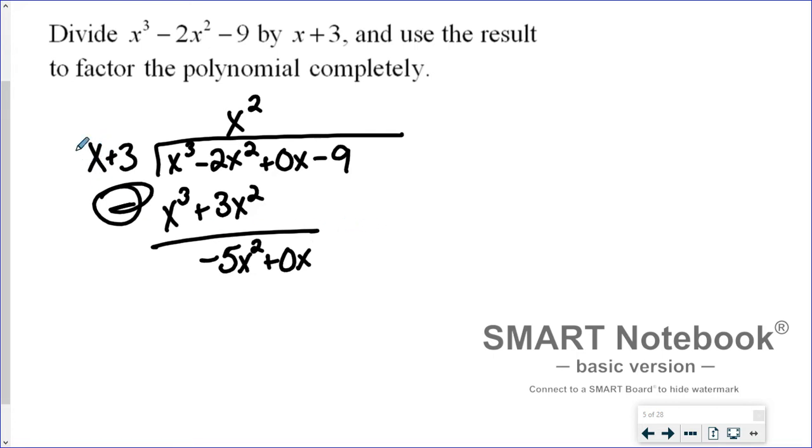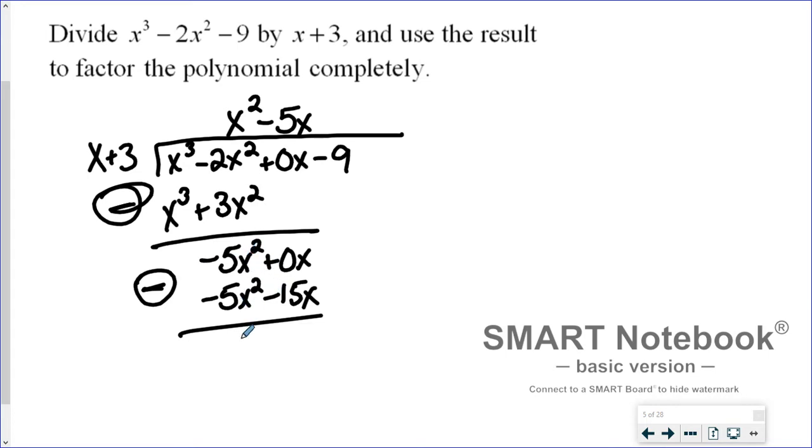I start all over. What do I need to multiply this by to get this? Well, that would be negative 5x. So now when I distribute here, I get negative 5x squared, which is what I want, and minus 15x. Again, remember that I am subtracting, so anything minus itself is gone. 0 minus negative 15 is the same thing as 0 plus 15, so this becomes 15x. I can bring down my minus 9.